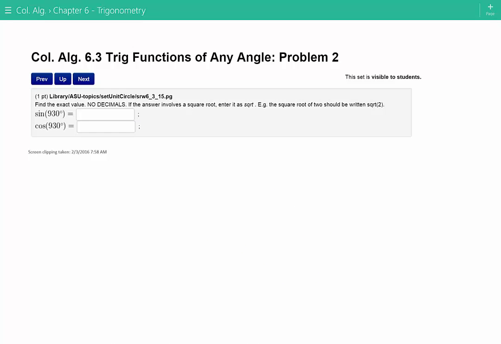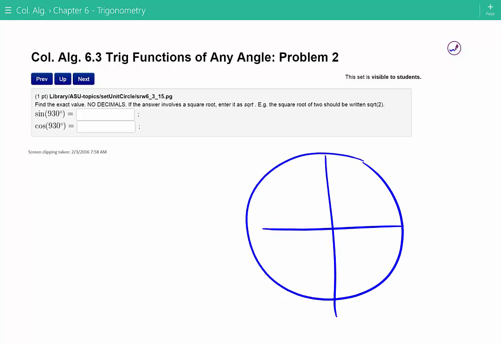Okay, so we want to do the same thing for the next problem. We want to find the exact value of the sine of 930. So we need to figure out where 930 is. What I'm going to do is divide 360 into it, or subtract 360 to find out what's left over. If I subtract 360 twice, that leaves me with 210 left over. 210 is 180 plus another 30 degrees. So basically that means I'm here on the unit circle.